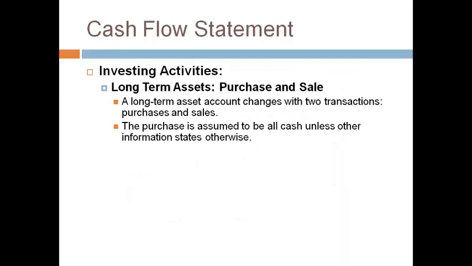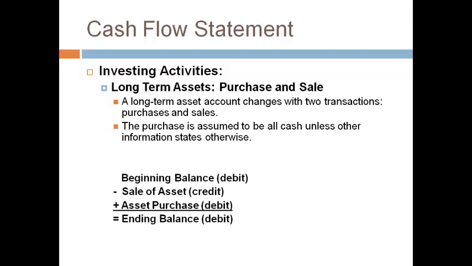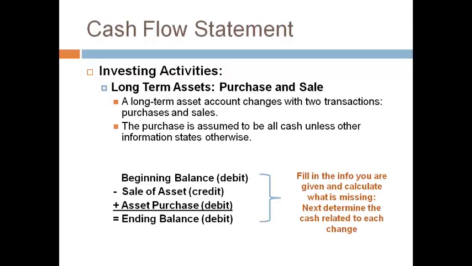Let's talk a little more about the investing activities section. This section reports cash associated with the purchase or sale of long-term assets. The amount of the change in the account can be determined with a plug if you know 3 of the 4 items associated with the account. Determine the cash related to each change. The cash amount is reported on the cash flow statement. A change in a long-term asset account is assumed also to be cash if there is no other information provided.